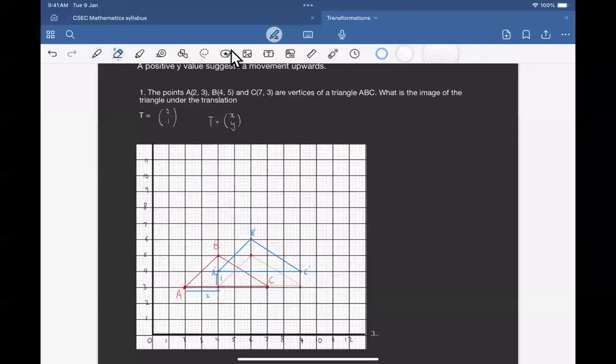As soon as somebody has this copied down, let me know because I need to move on. We need to do questions, right? So as soon as you have this copied down, let me know.